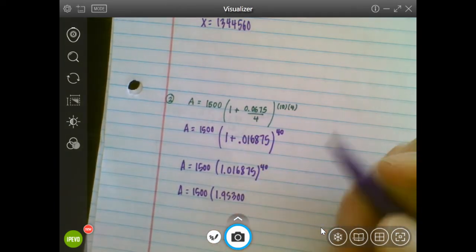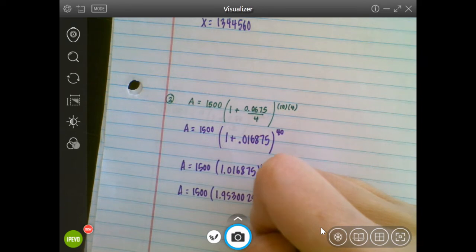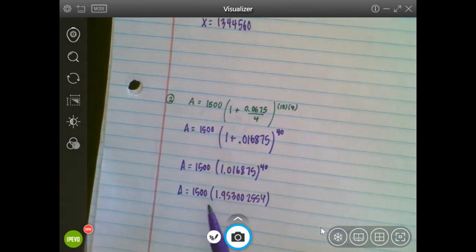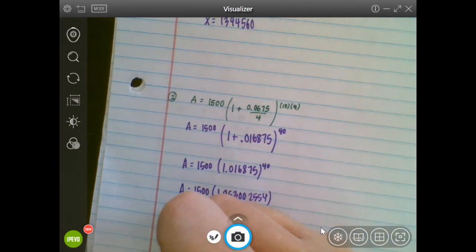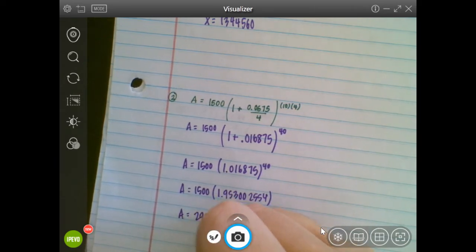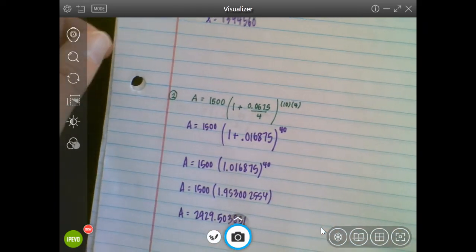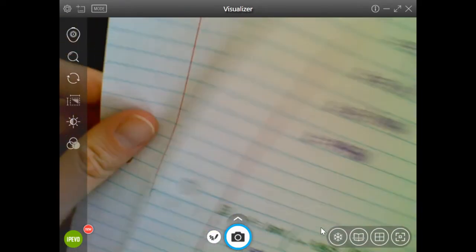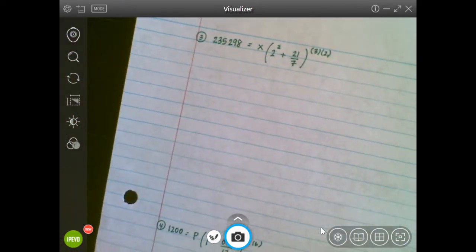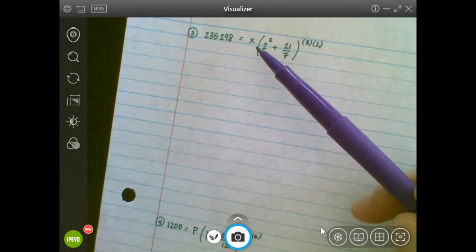I'm just going to write out all of the places that my calculator is giving me here. And again, the operation between the 1500 and this long decimal is multiplication, so I'll go ahead and multiply that by 1500. So my A is equal to 29.503831.